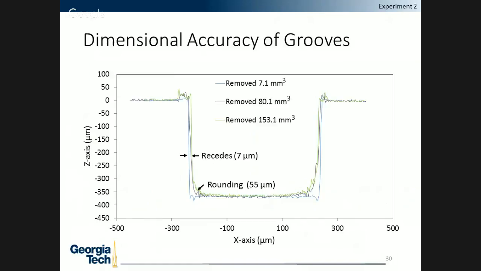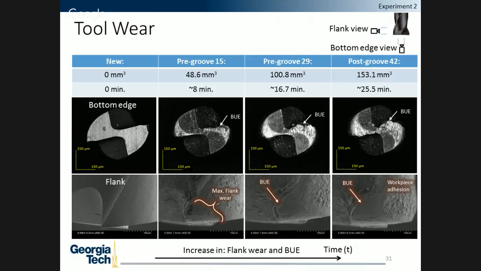And from those cross sections that we took in the previous slide, we compared the dimensional accuracy. And as you can see, when the tool is new, as shown by the blue case, it is very square, as we discussed. But after having removed 150 cubic millimeters of material, we see significant rounding at the bottom of the groove, and we also see that the groove recedes inward by about 7 microns. And we also observed the tool wear as discussed.